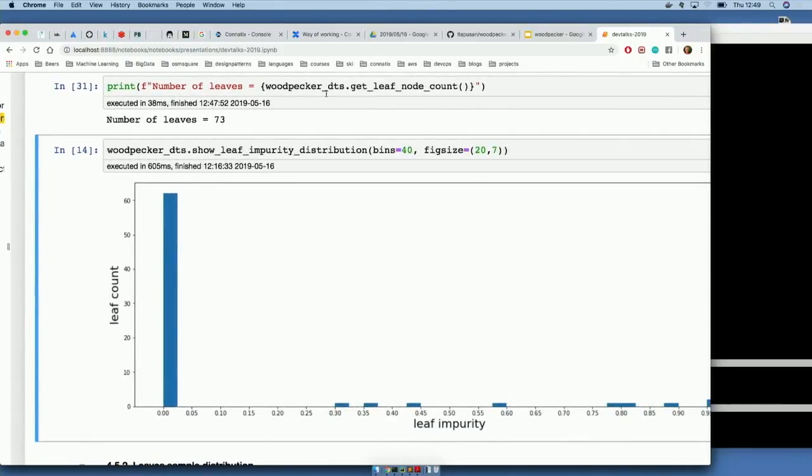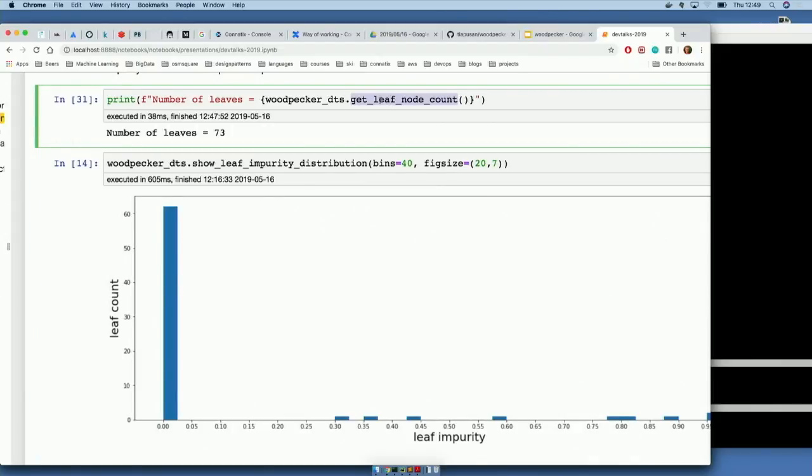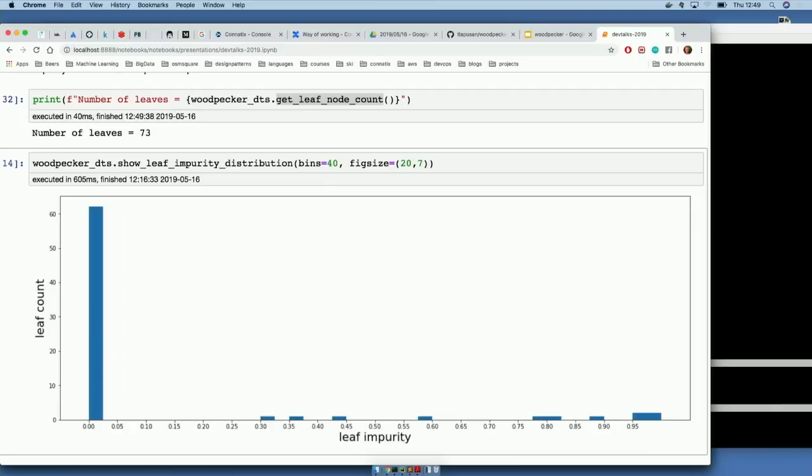So you can see, I have here a simple method that returns the number of leaves from the tree. And in this visualization that I created with the library, it shows us a general overview about the impurity in the whole tree. On the X axis we have the impurity value, and on the Y axis we have the number of leaves. And you can see that the majority of the leaves have impurity 0, which is somehow an ideal case, to have the majority of leaves with very good prediction.